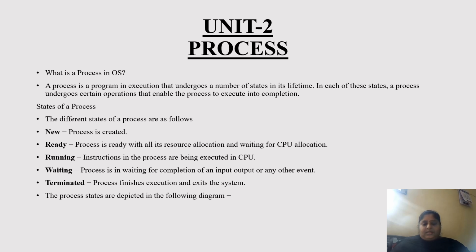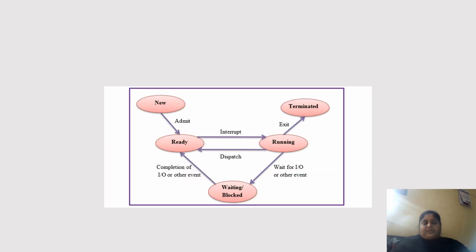We can show this in a diagram too. The process states are depicted in the diagram: the new state, ready state, running, terminated, and waiting or blocked. In the new state, the process is created and admitted to the ready state. Once admitted into the ready state, it is ready for execution, and then it goes to the running state.